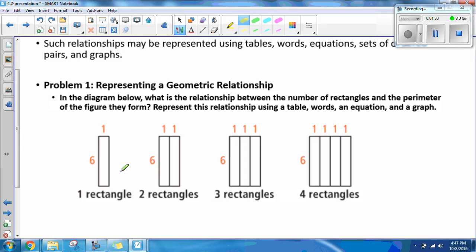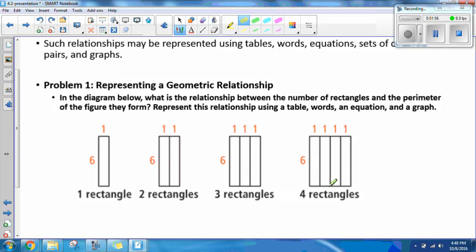For one rectangle, we have the base and the height. In order to figure out the perimeter, we'll need the perimeter formula: P equals 2 times base plus 2 times height. When we have two rectangles, we'll count this as the height and this is our base, but remember this line in between does not count because perimeter is the distance around.